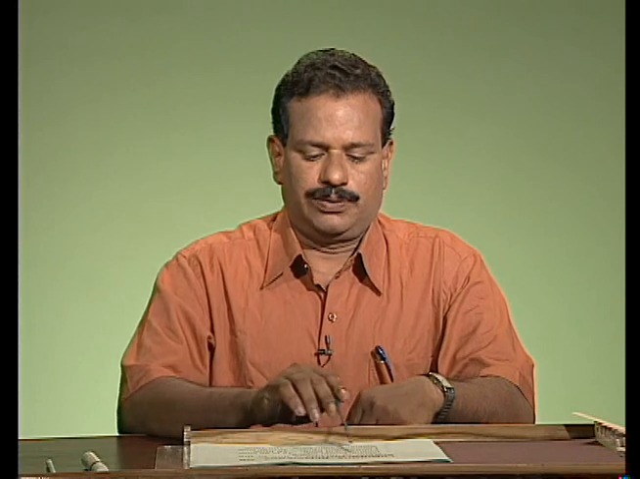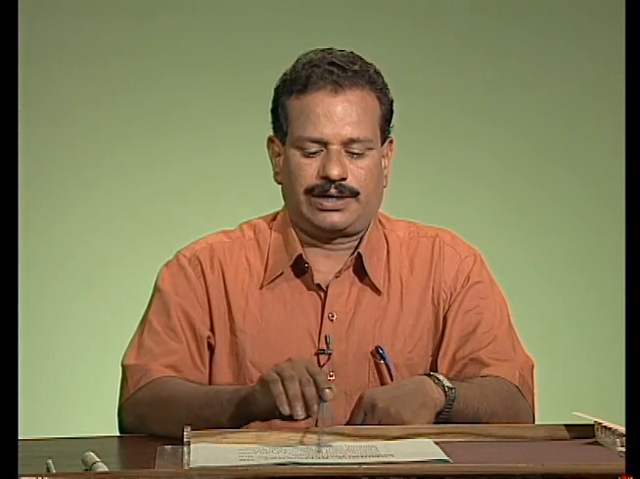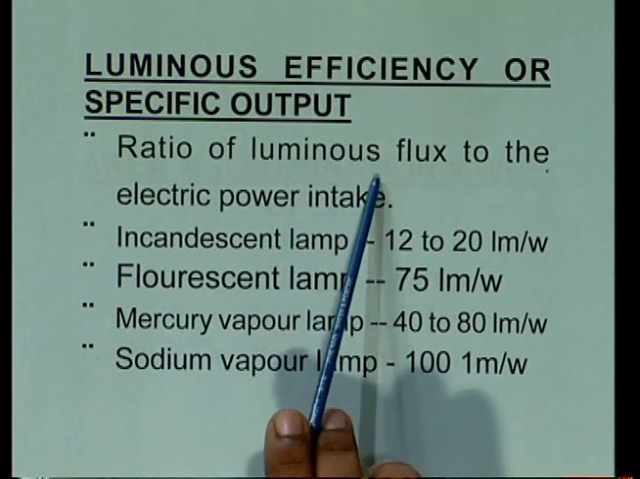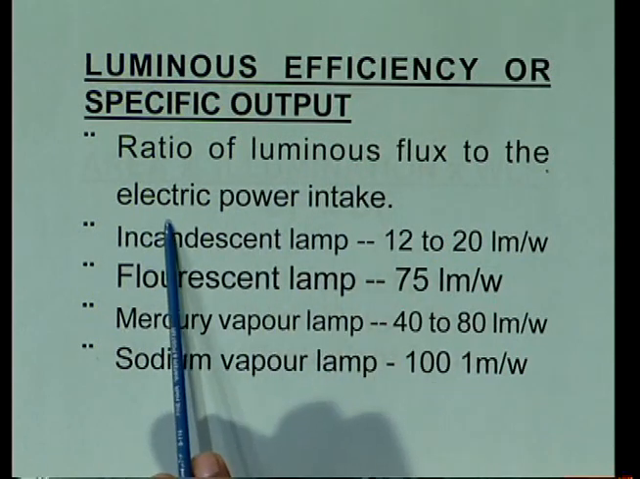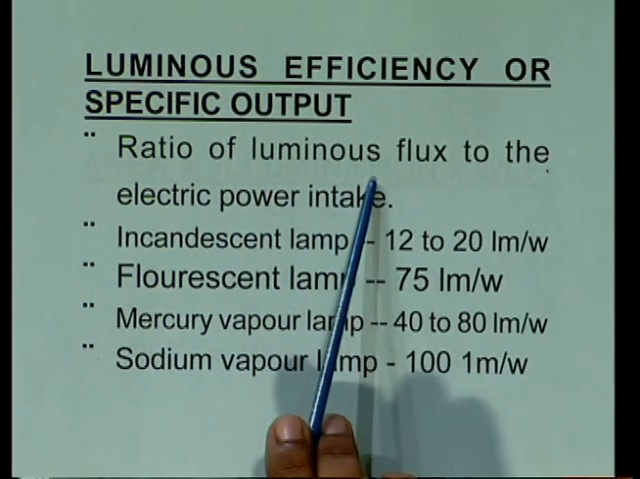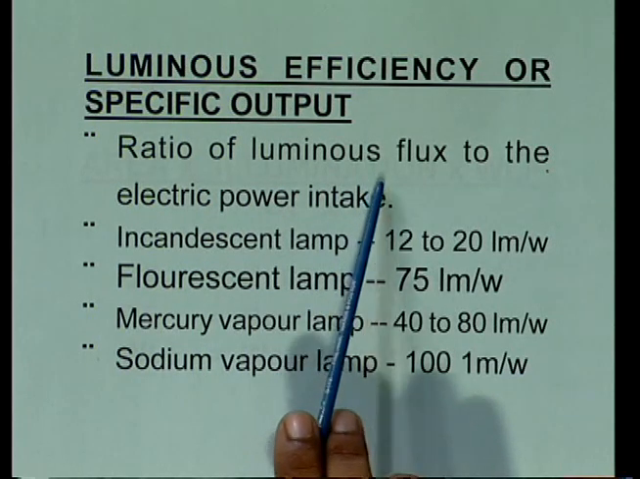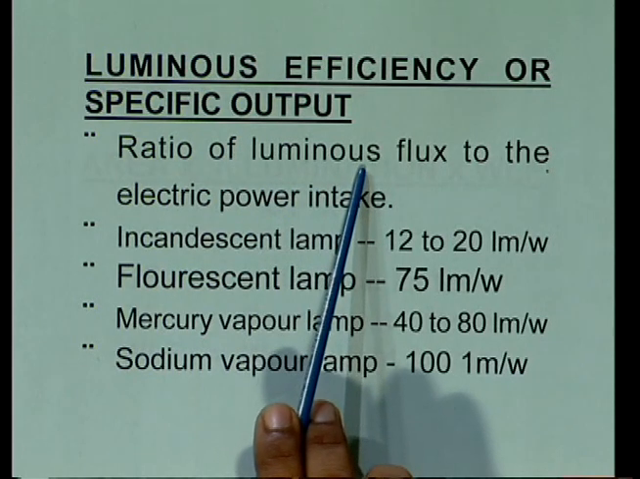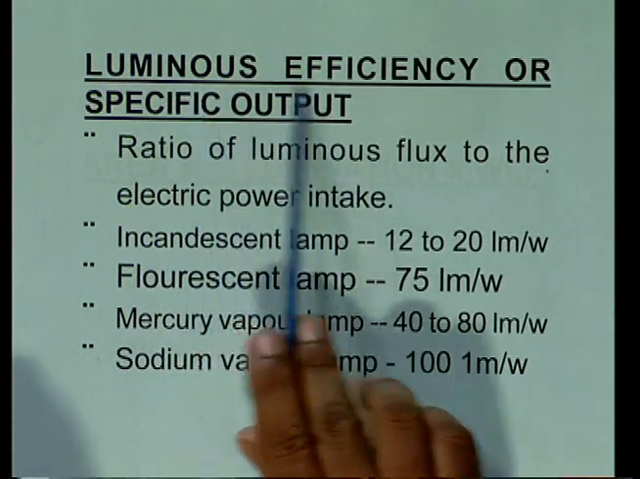Now you can see this chart: luminous efficiency, or luminous output. The ratio of luminous flux to the electric power intake is called the luminous efficiency. That means how much power intake we are giving, and what ratio it gives out. The power intake will always be in watts or kilowatts, here generally watts, and the luminous flux is measured in lumens. So the ratio between the wattage and the output lumens is the luminous efficiency.